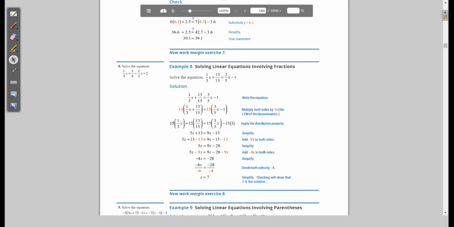Okay, let's see if we can combine like terms real quick. It looks like we can't. So we can't combine like terms, but here's what we're going to do. We're just going to get rid of the fractions before we even start moving x's to one side. Okay, so let's go ahead and look at our denominators here. We have a 3, we have 15, and we have a 5.